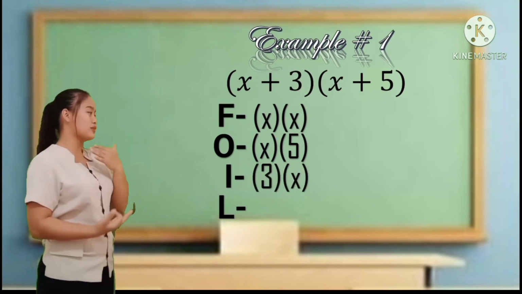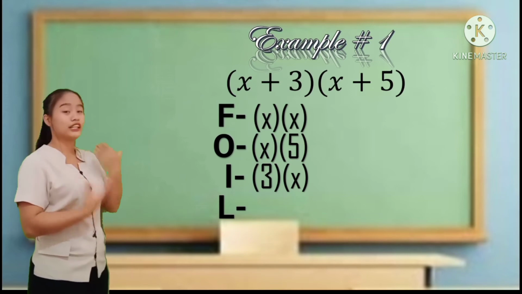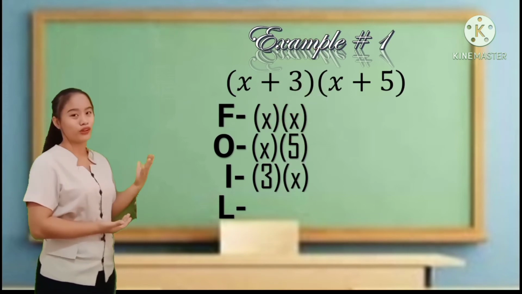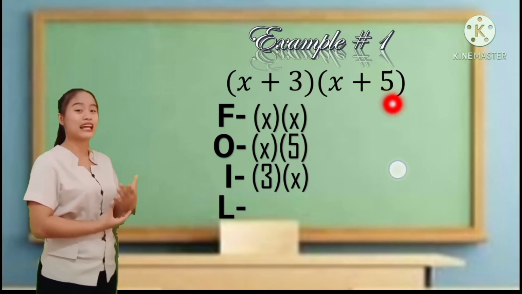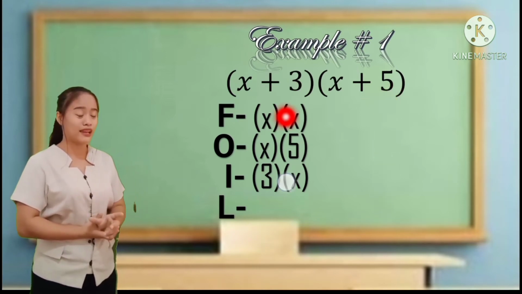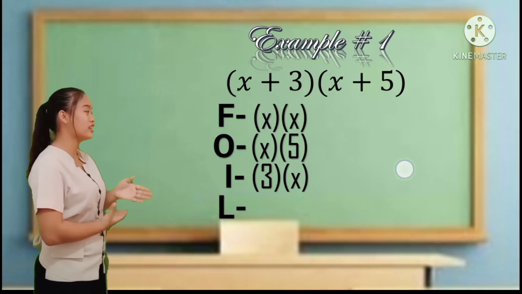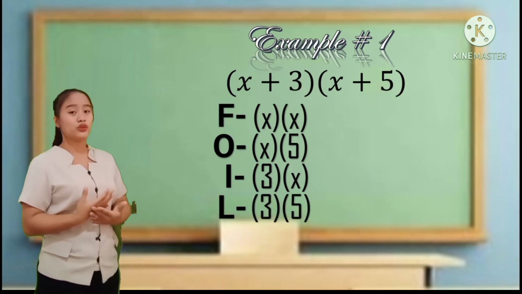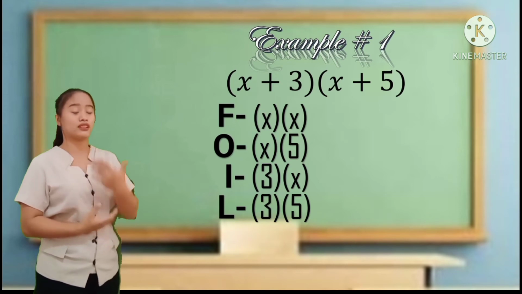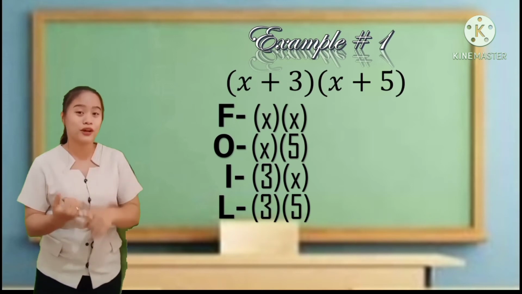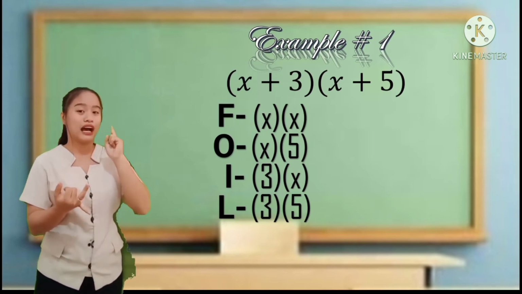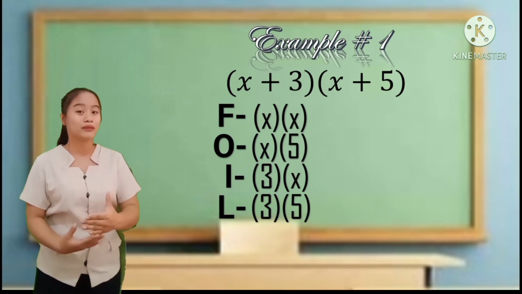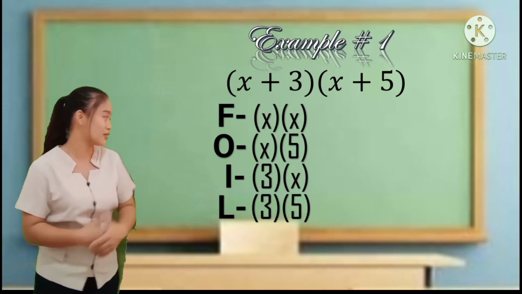Okay, very good. So last, where are the last terms in this example? The last terms are the last term in every binomial. So we have 3 and 5. Now that you have already found the FOIL terms, the first term, the outer term, the inner term, and the last term, you can now multiply all the findings.